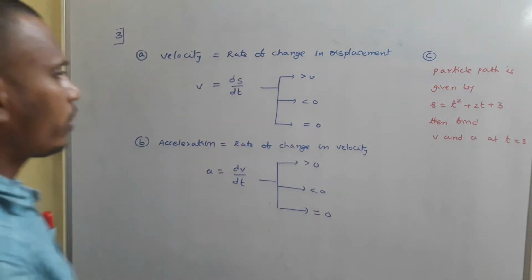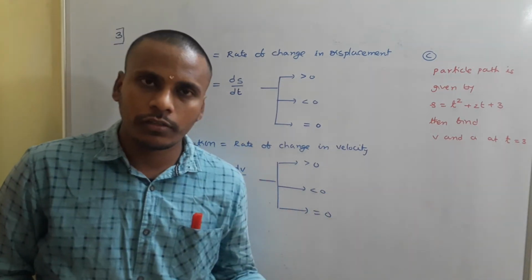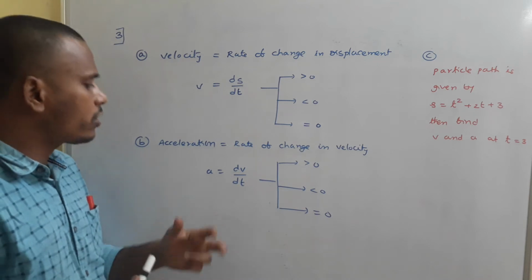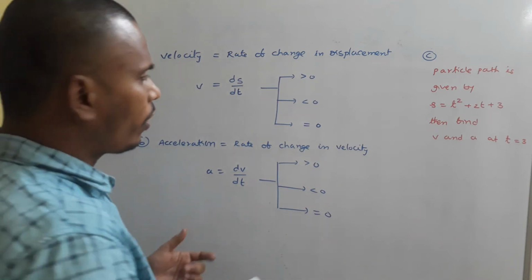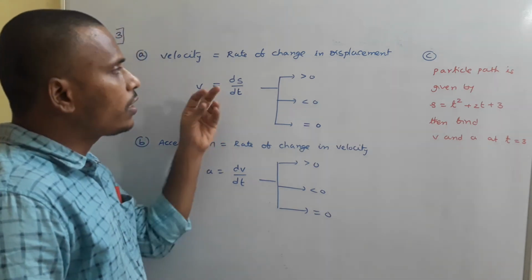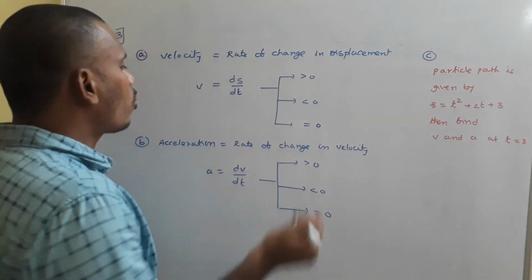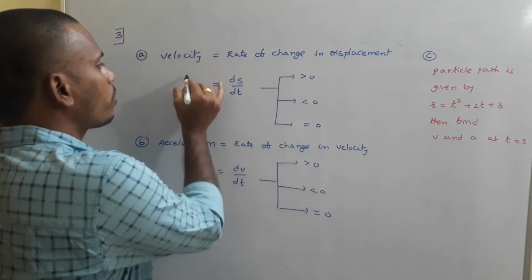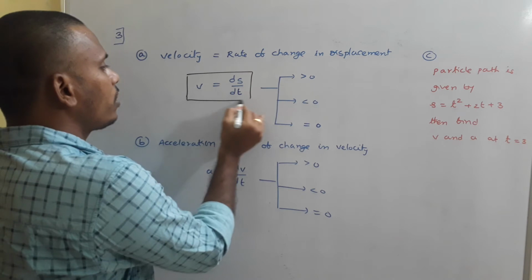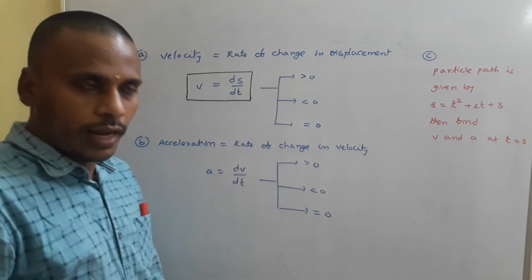Now the next point, the third point, related to the rate of change. See, a very usual, regular application is velocity and acceleration. We are very familiar with these words. Velocity is the rate of change in displacement. So velocity is considered as ds by dt, the rate of change in displacement. Okay, displacement over time is the velocity.